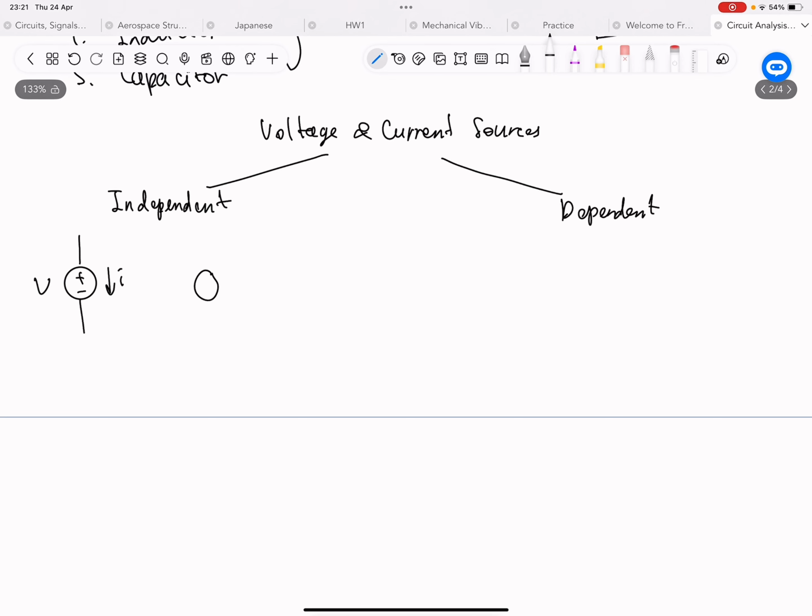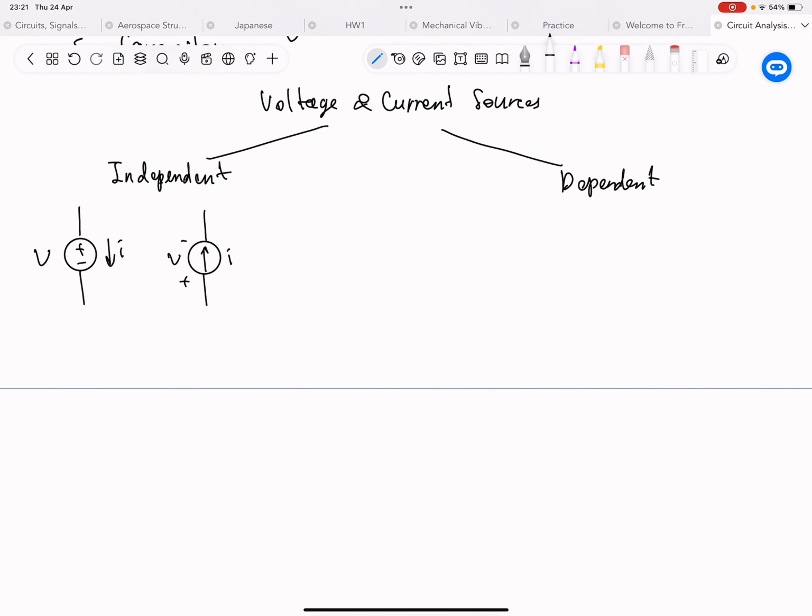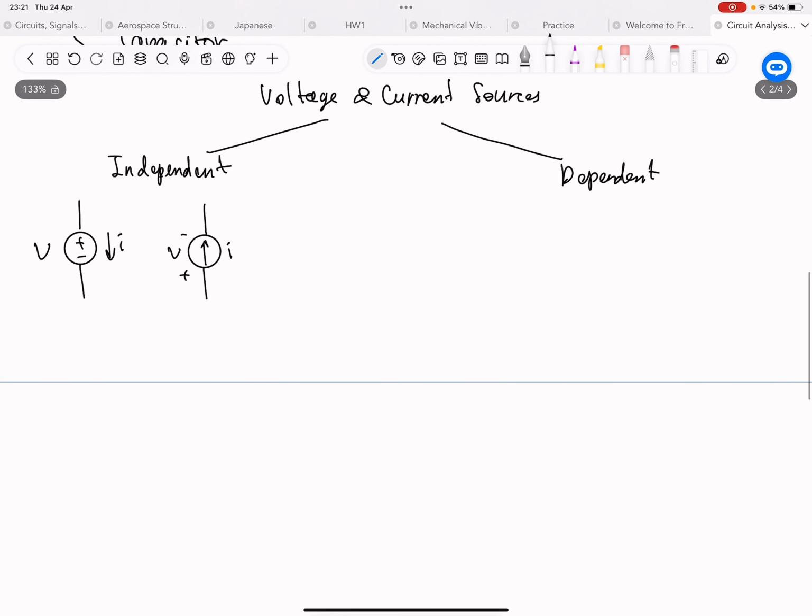Let's talk about the independent current source, which has a similar symbol. The only difference is that we have a current like this. Again, it's more likely given to us, and we'll need to find the voltage across it, for example. Dependent voltage and current sources, in contrast, look kind of similar, but they have a different symbol, and that symbol is a rhombus. Let me draw it a little bit bigger.